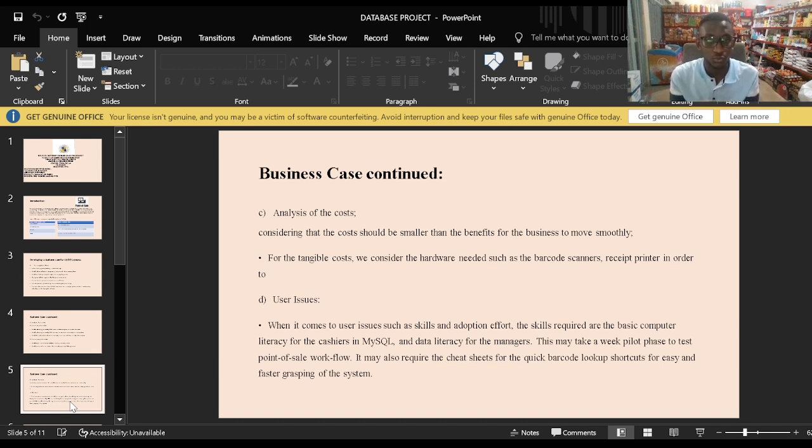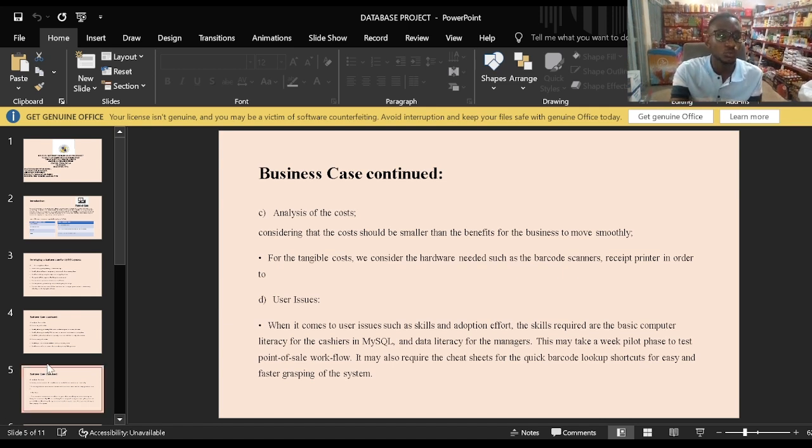So when we go to the user issues, when it comes to the users, such as skills and adoption efforts, here we are talking about maybe cashiers or any other person who works in the supermarkets. Before they use these systems, obviously they have to know how they work. So that is how the issues come in for adapting to the systems or grasping the queries that they are supposed to be using in order to use the systems very well and in a friendly way.